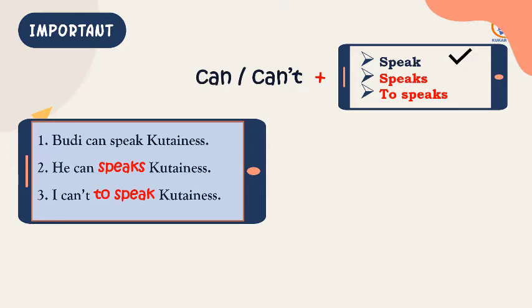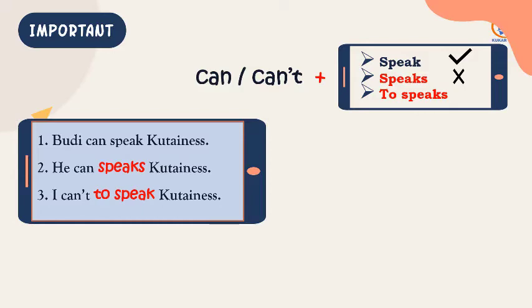Now let's have a look at sentence number 2. The sentence number 2 uses speaks. Listen, they use speaks. At the end of the verb 1, they use s. In this case, this sentence is wrong.